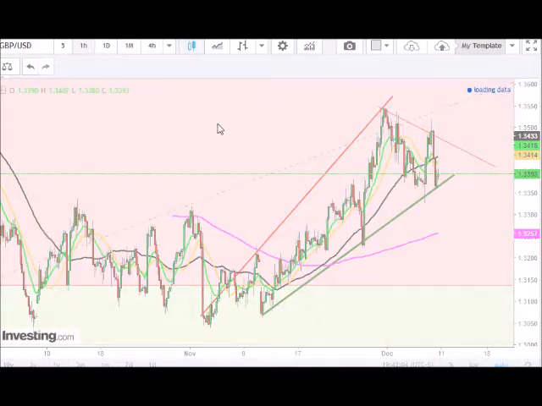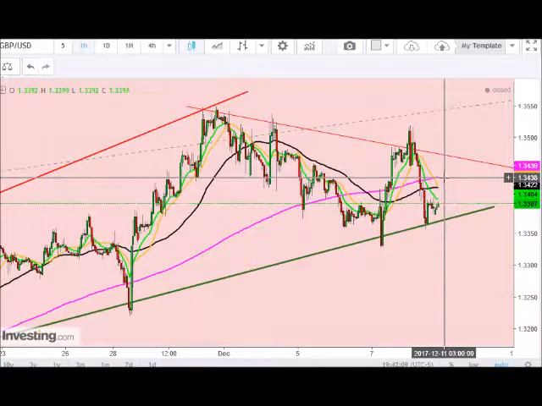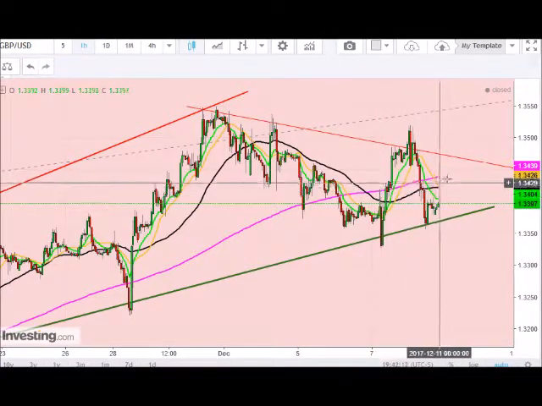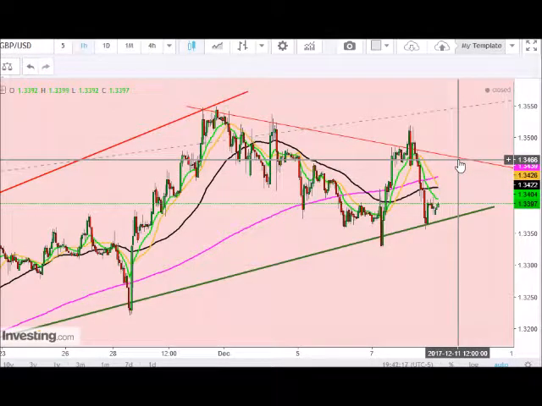So if we drop down to the hourly time frame, we can see here that that move is going to be around that 200 here, and you can see that we do have that death cross on the hourly as well. So there is upside resistance here. Not out of the question for us to see an extension back up to here.